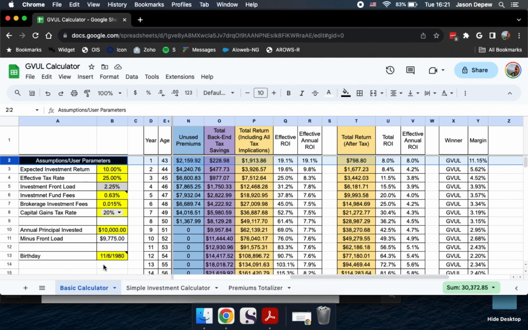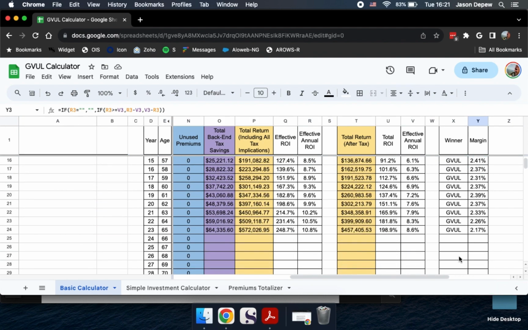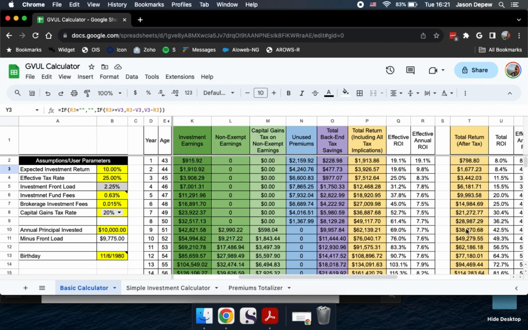So you can see for this example, for someone born this month in 1980, the GVUL wins in every case until retirement. And even the year you retire, GVUL is still doing 2.17% better than a regular brokerage account, even with all the fees and everything. That's pretty impressive. We'll get into some more of that in a minute.